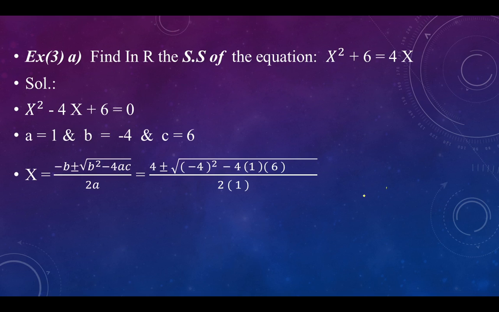Now you can see that x equals 4, positive or negative. Negative 4 power of 2 is 16, minus 24, 16 minus 24 equals negative 8, over 2 times 1, which equals 2.